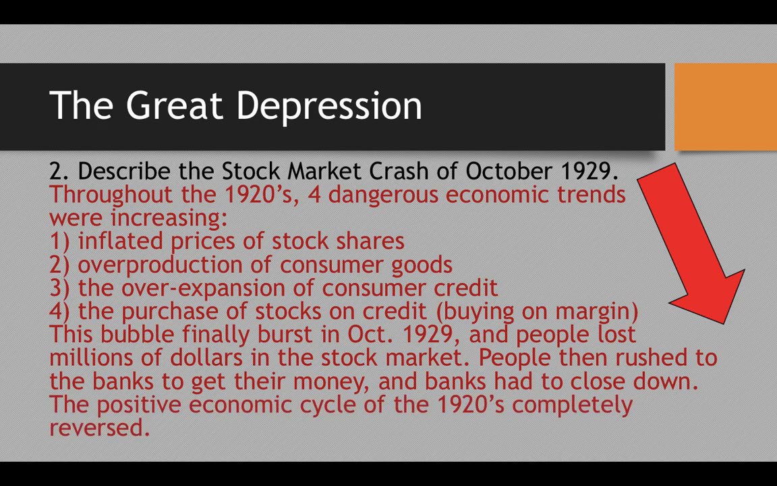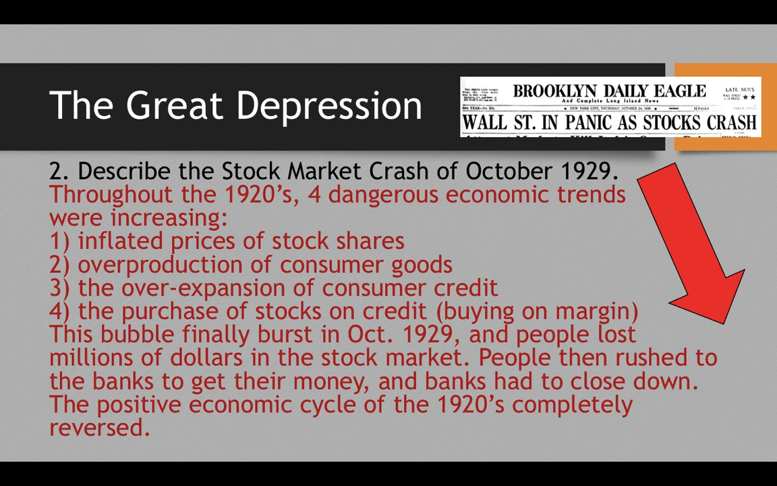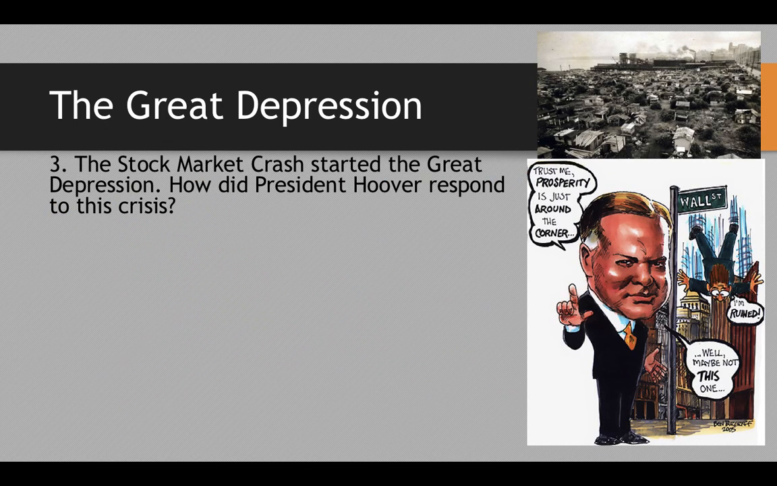So this positive economic cycle of the 1920s completely reversed in a single day in 1929. Okay, and Wall Street was just in panic. Stocks were crashing. You had stockbrokers and wealthy businessmen jumping out of windows to commit suicide. It was a terrible day in American history. And this is the event that started what's known as the Great Depression. As you probably know, a depression is when the economy is depressed or deflated and cannot get better.